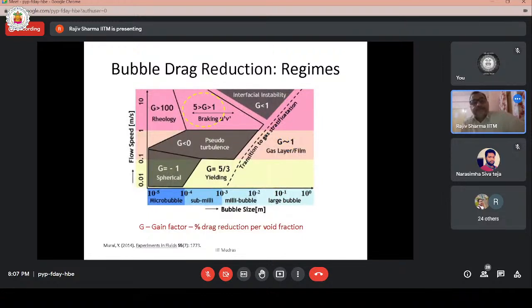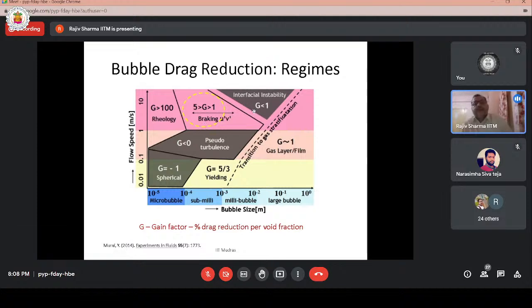But they do offer significant drag reduction. And for this, we define what is called G, the gain factor: percentage of drag reduction over what is called the void fraction, because you are generating bubbles. So you see here, we are looking for something between 1 and 5.